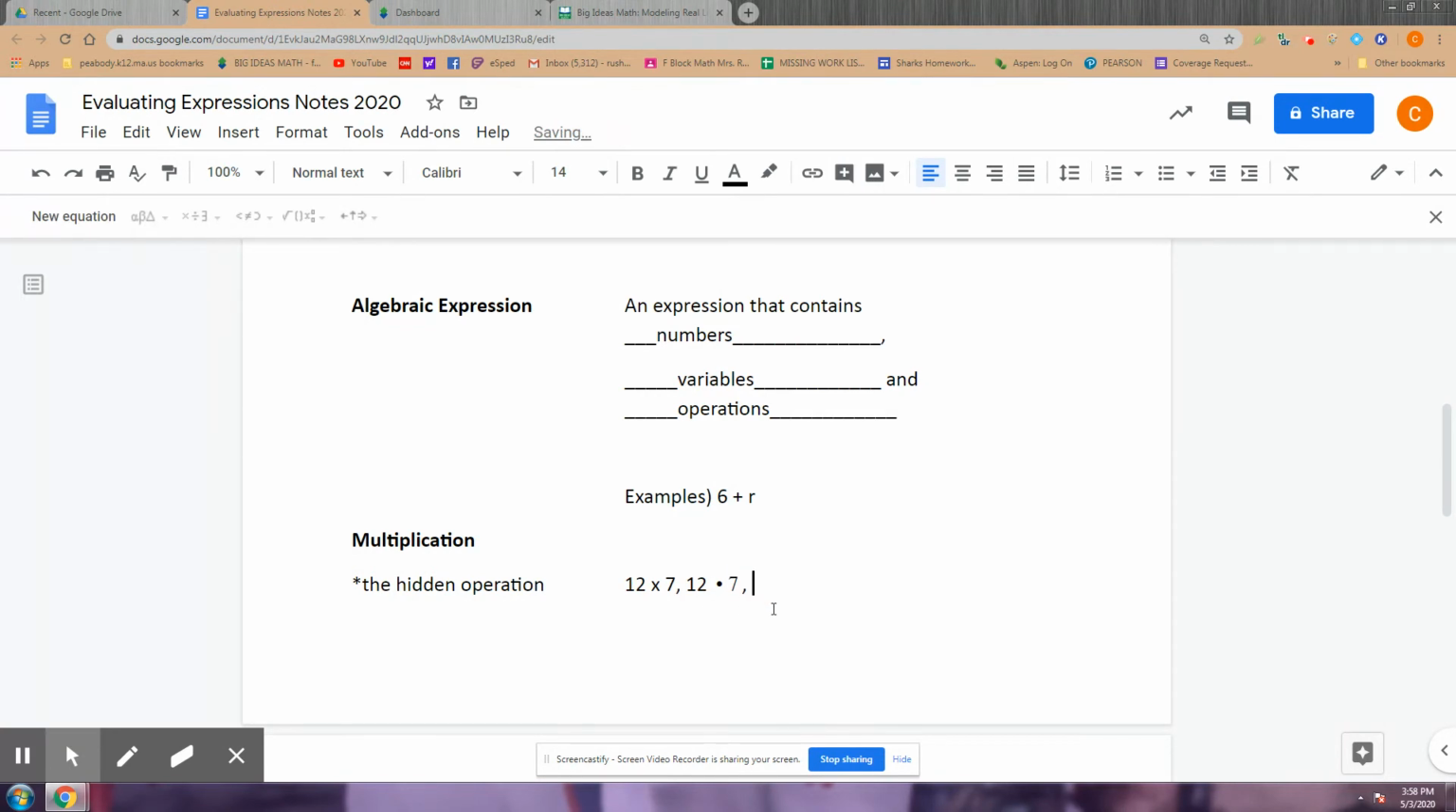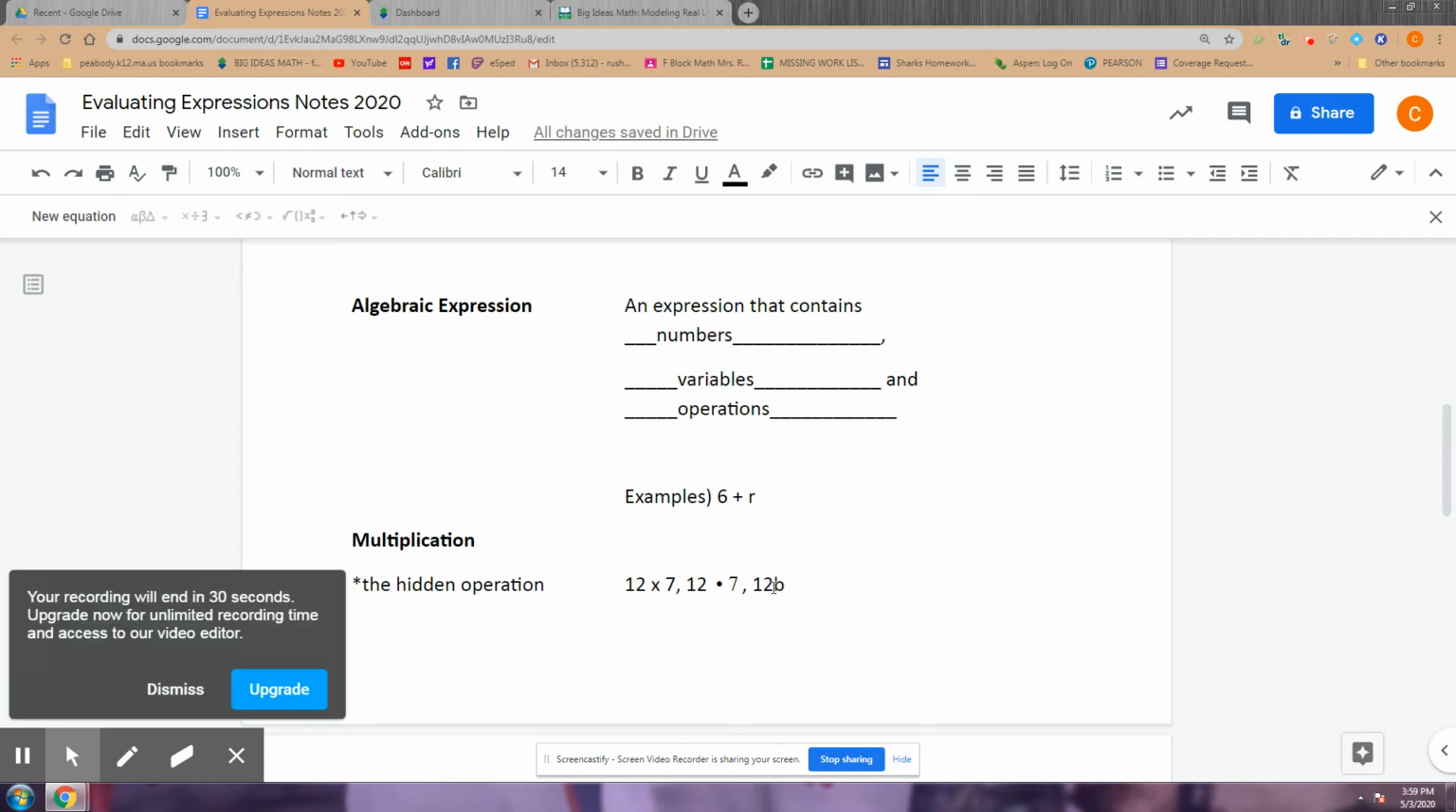But there's going to be a new way. If we're multiplying 12 by just a number that we don't know yet, we can use b to represent it as a letter. So 12b, we don't even have to put a little symbol in there anymore. It's hidden. So 12 and b next to each other, that means 12 times b.